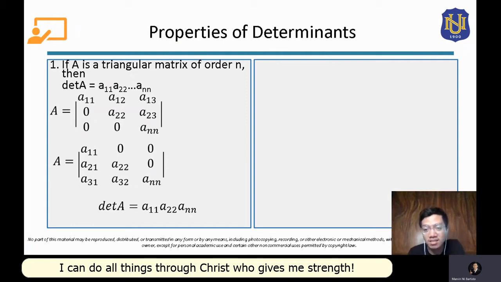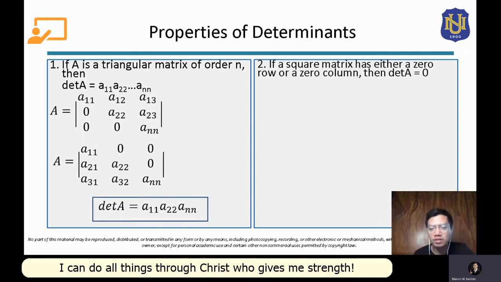So it will be easy because if you notice that it is a triangular matrix, to solve for its determinant, you can just skip the process of solving that determinant by just multiplying all the elements in the principal diagonal of the matrix. So this will be a shortcut. Okay, so now let's proceed to the second property.